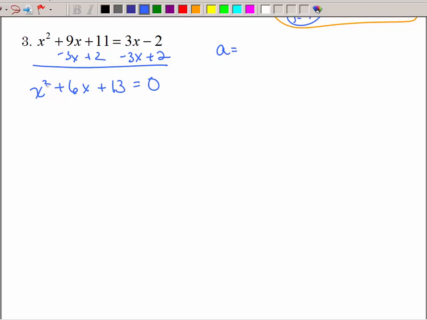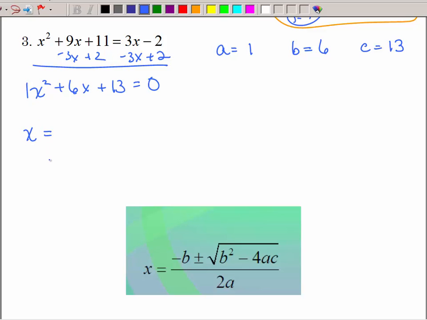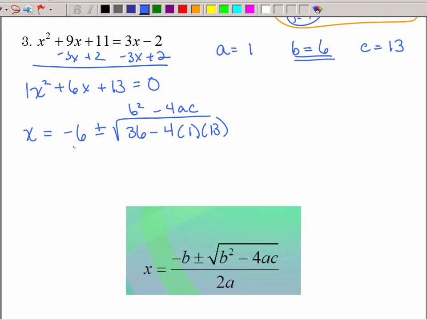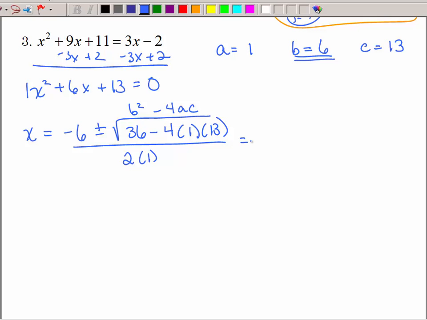So we have a, remember that's in front of x squared, b is 6, and c is positive 13. Right, so we have x equals negative b, or the opposite of b, so that's negative 6 plus or minus b squared, so that's 36, minus 4ac, so minus 4 times 1 times 13, all divided by 2a. The more you write that formula, the more you will know it.